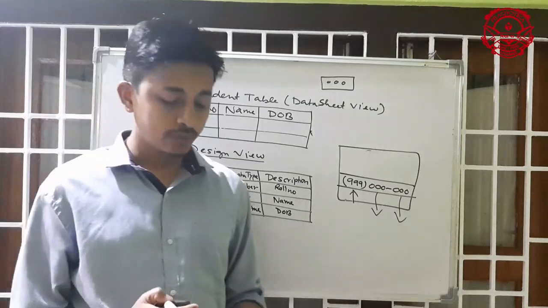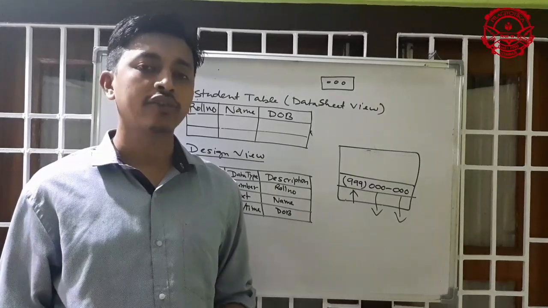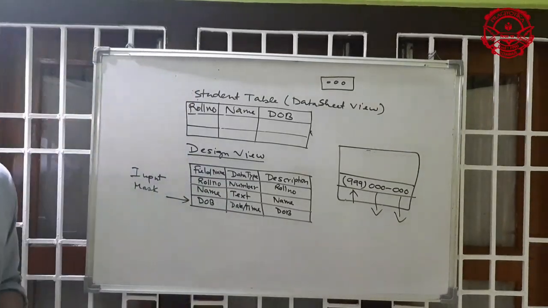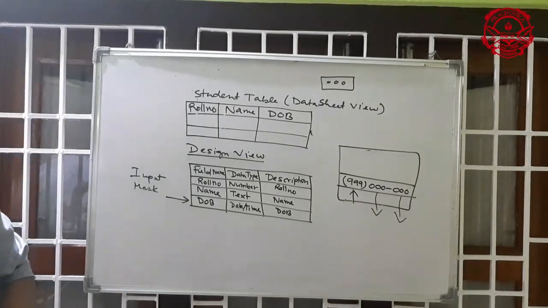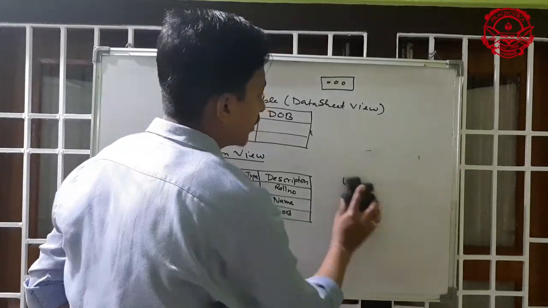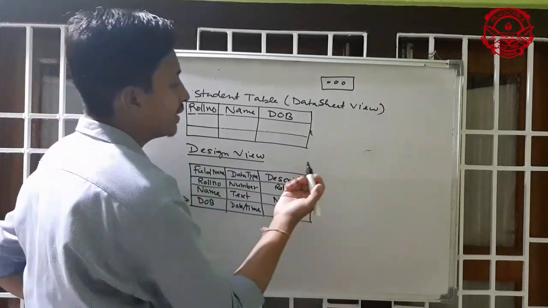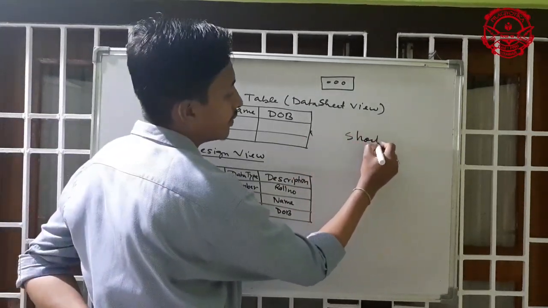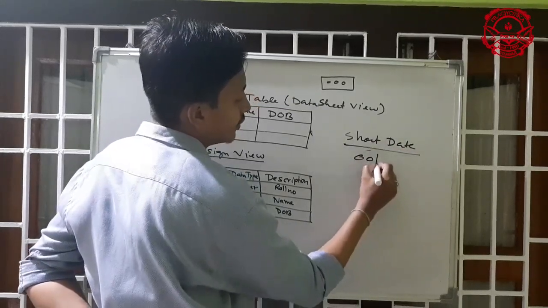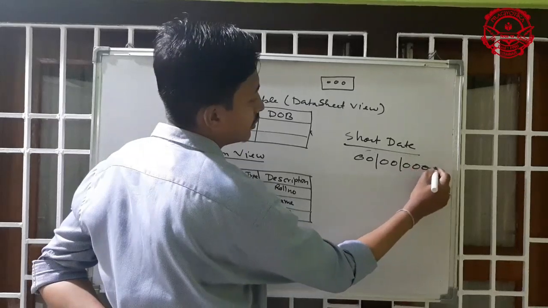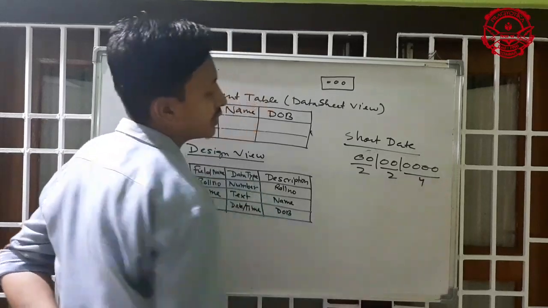Again I say input mask is used in tables, queries, forms, and also report generation. Now see, my example is a date field, date of birth. When I apply this in date of birth, what happened? I am selecting short date. It comes like this: 00/00/0000. First two digits, again two digits, and after that four digits.